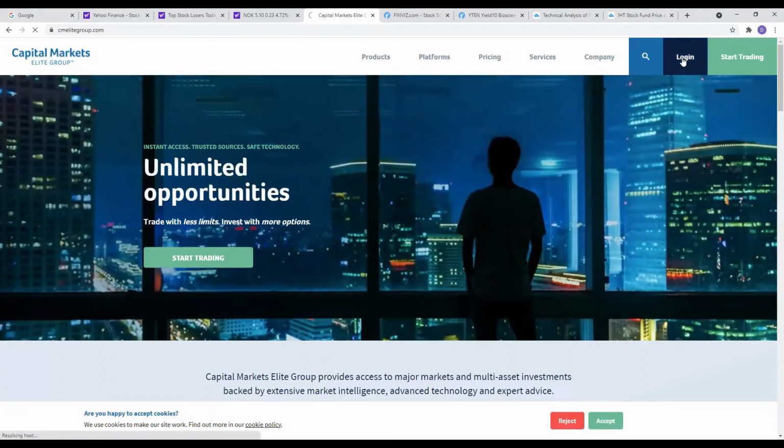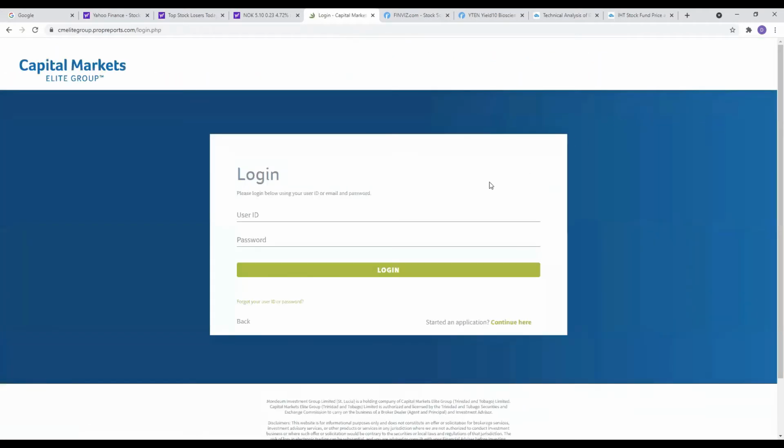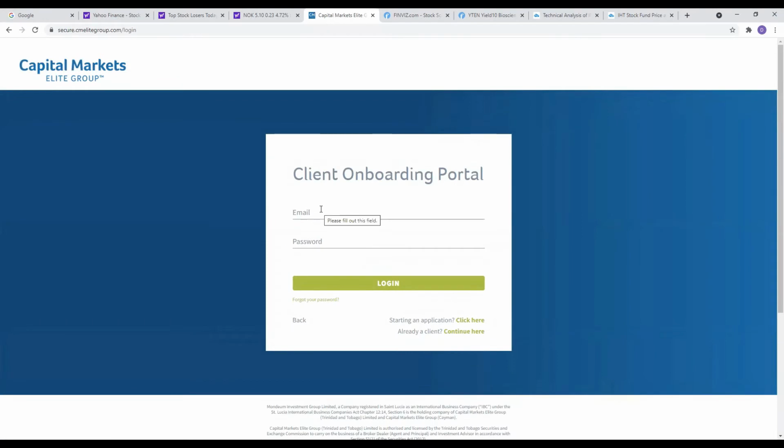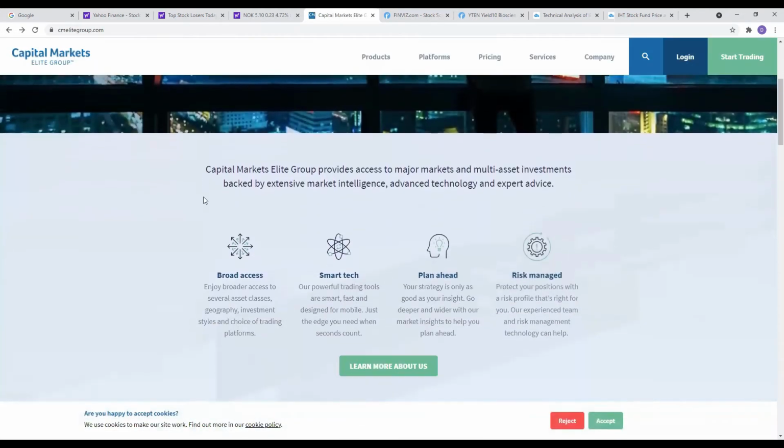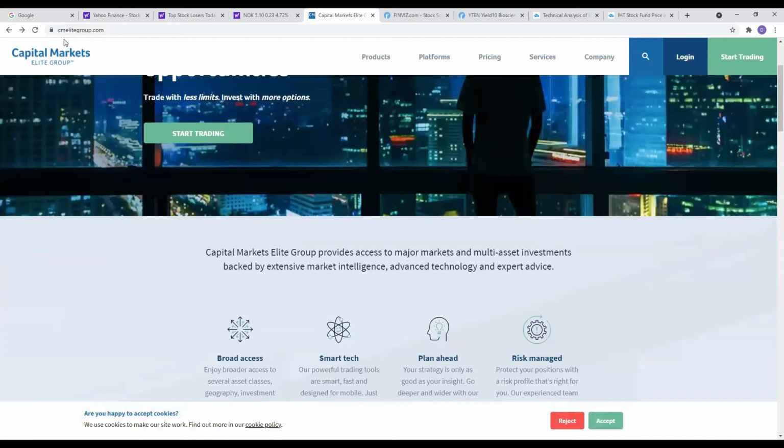You can log in. Well, if you have your login ID and a password, you can log in here. If you are not registered with the broker, click here. Here's where you start the process to register with this broker. This is the website. You can see the URL here.